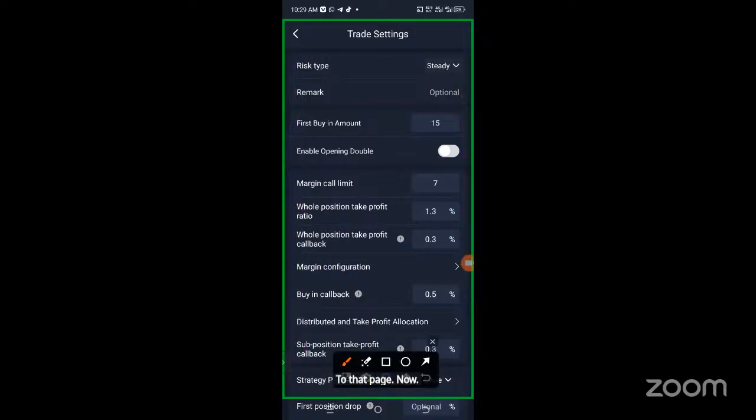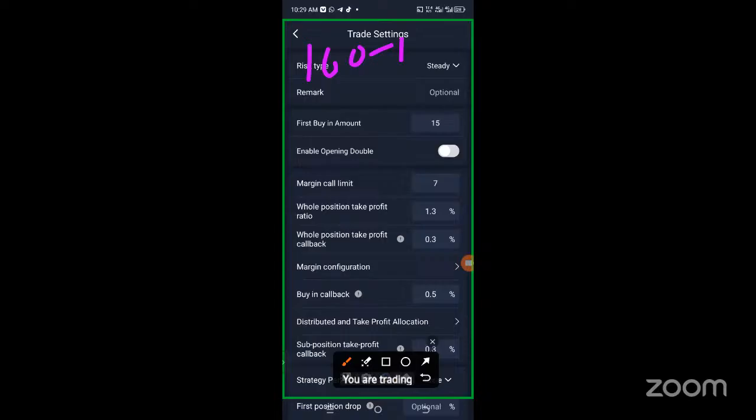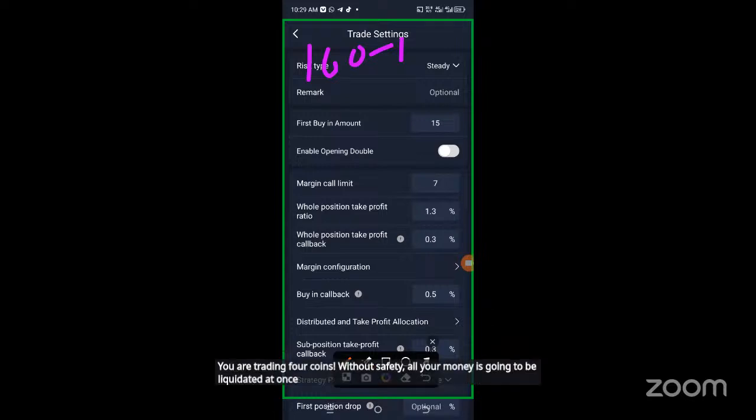Now, you are already using $100. You will trade one coin. Futures does not work like spot. The only safety in futures is having margin calls. Those people who are trading more coins in futures, you are trading 2 coins, you are trading 4 coins, without safety all your money is going to be liquidated at once. You lose it all at once.